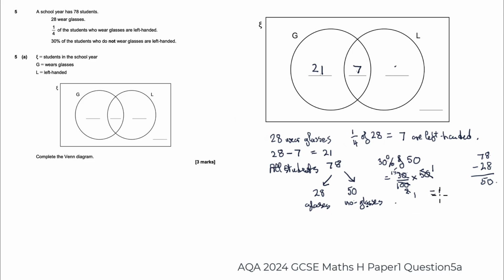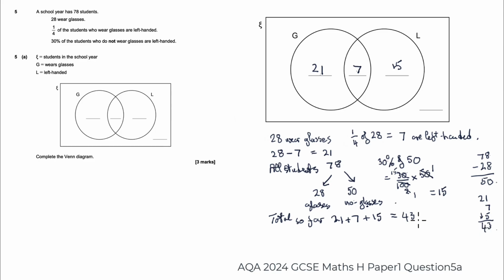So 15 students are left-handed and do not wear glasses. The total so far is 21, 7 and 15. Now if we add up all of these, you should end up with 43. Again, set up your little addition. No calculator in this paper, and you'll get your 43 from that.